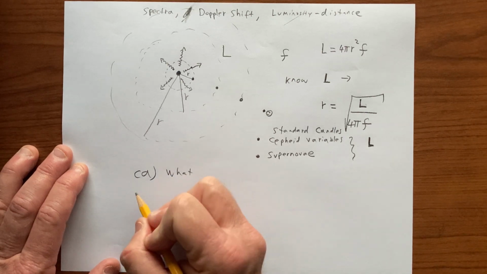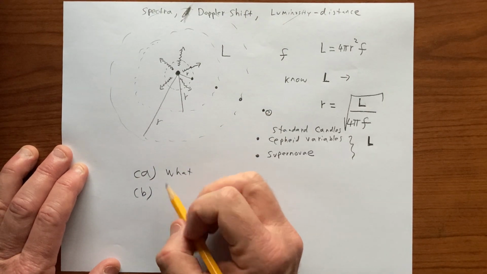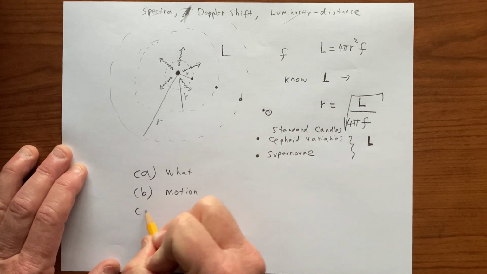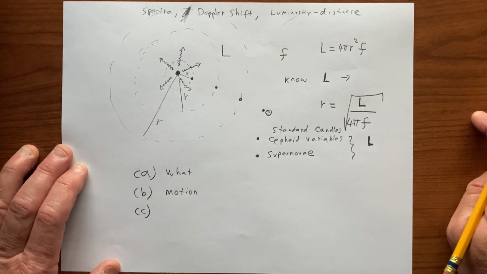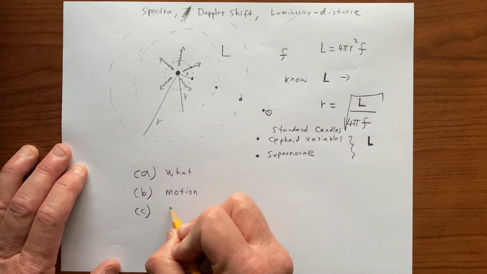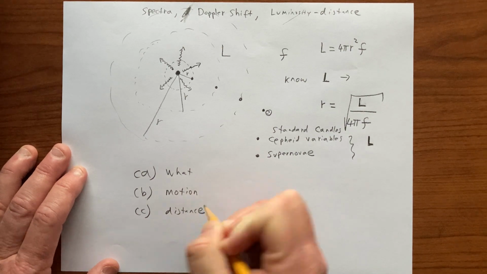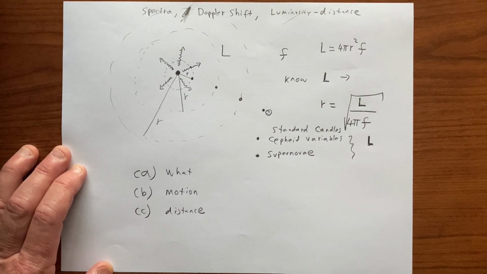Okay, so with spectra, again, we know what is out there. With the Doppler shift, we know something about its motion, how it's moving, and now with the luminosity-distance relationship, we can find out how far, the distance of objects. And these are the fundamental tools of astronomy that allow us to understand the universe.